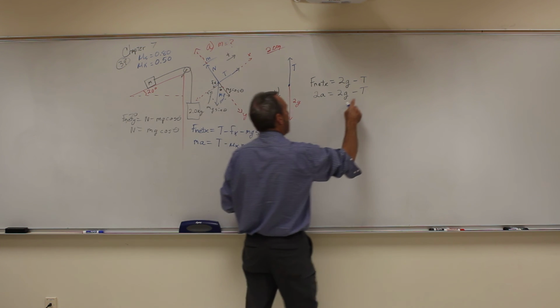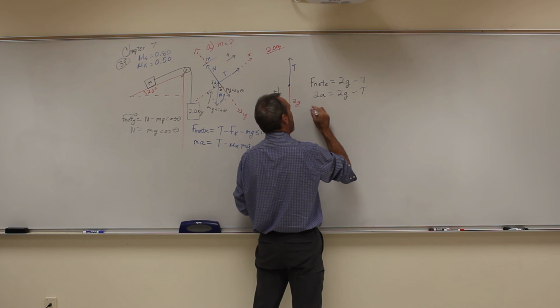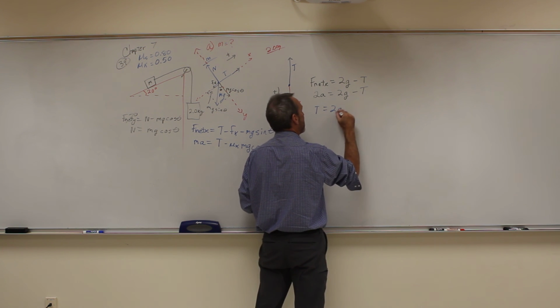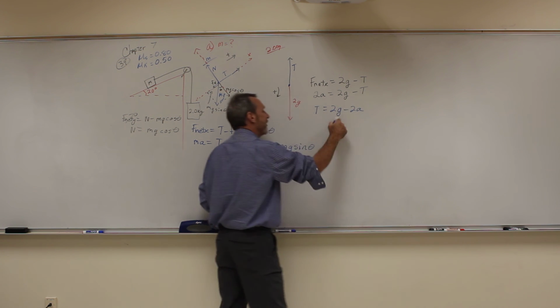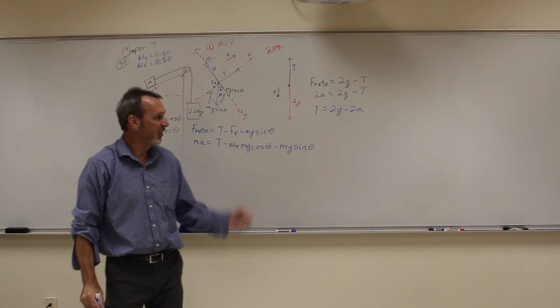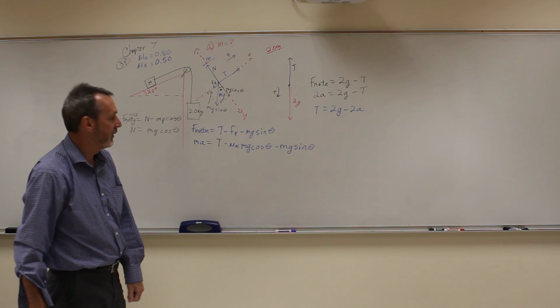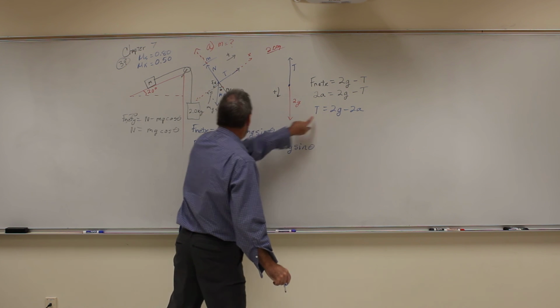And then I'm going to solve this for t, so I'm going to move this over here and subtract, so it's going to be 2a is equal to 2g minus t, or t is equal to 2g minus 2a. Essentially I just swap those places. Now I can plug that back into here.